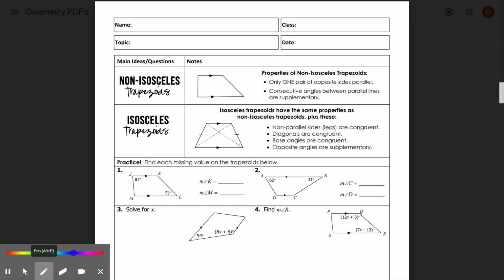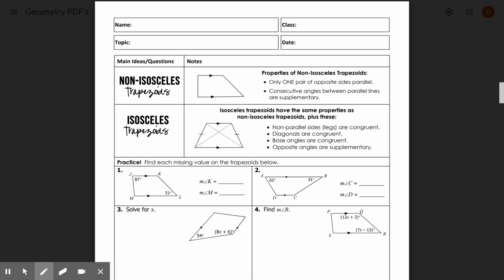In this lesson, we're going to be looking at non-isosceles trapezoids and isosceles trapezoids. So here's some of the properties. Non-isosceles trapezoids look like this, some of them. The key things, though, are that only one pair of opposite sides are parallel. So you have these two lines that are parallel. And the consecutive angles between parallel lines are supplementary.